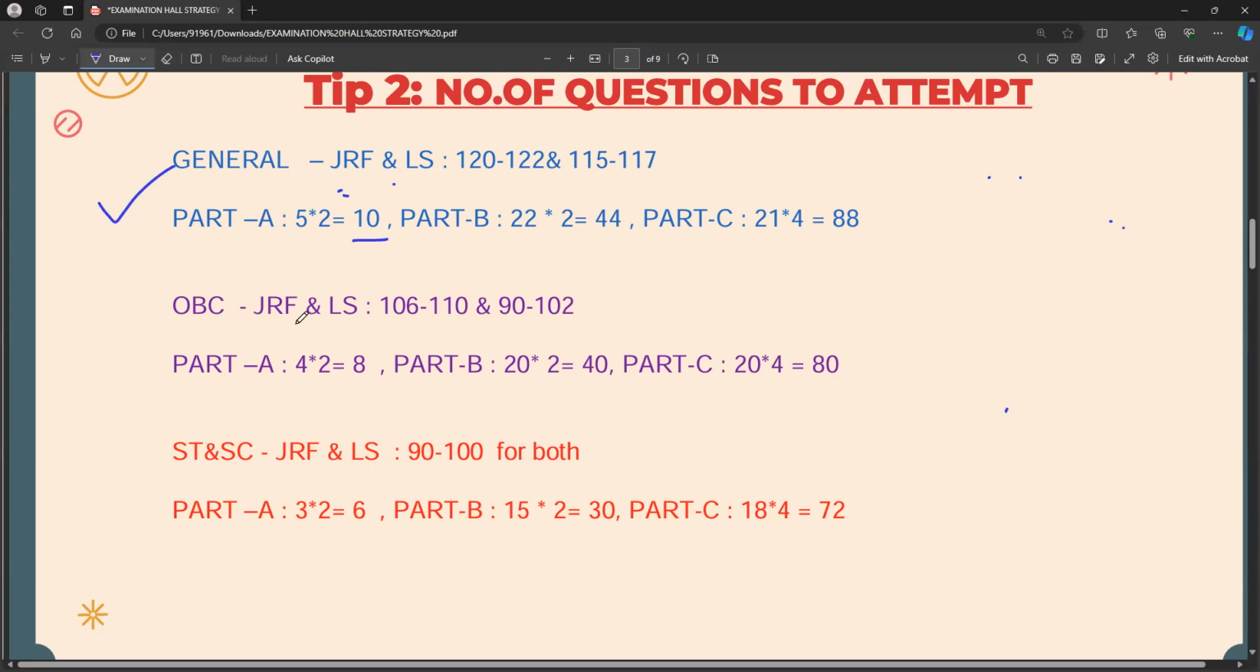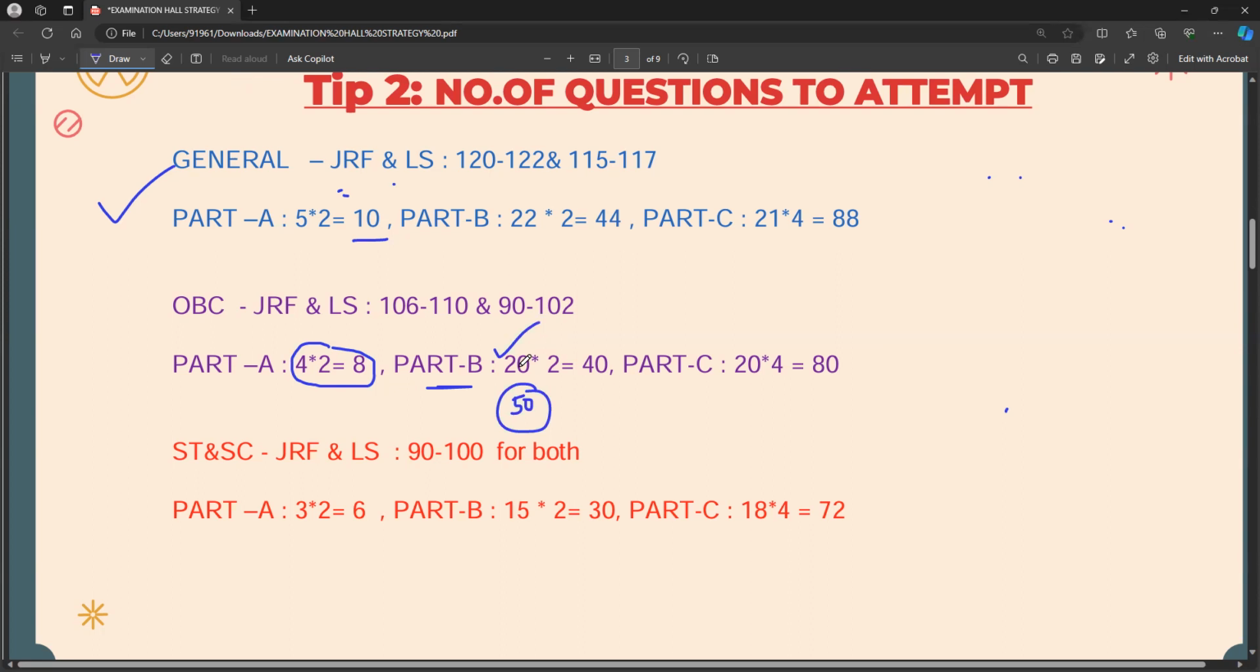Now when it comes to the OBC students, in Part A, I want you to answer a minimum of 4 questions, and those questions should be correct. I will tell you what questions to be answered also. Please don't worry about that. Now Part B, out of 50 questions, you have to choose only 20 questions. So friends, you are exactly choosing 40% of that.